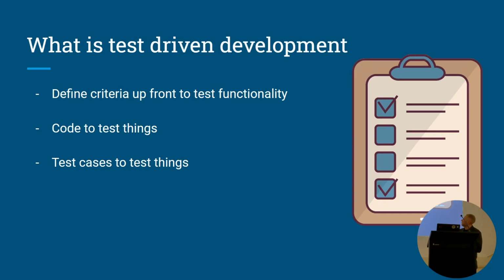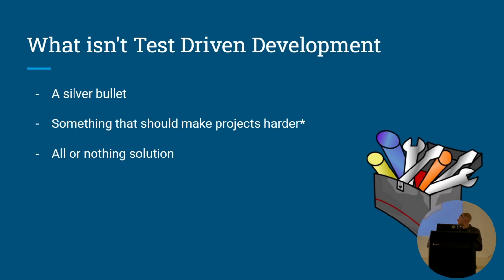So what is test-driven development? That's where we define the criteria up front in order to be able to test functionality. And there's two common ways we can do that. We can use code to test things, or we can write test cases to test things.